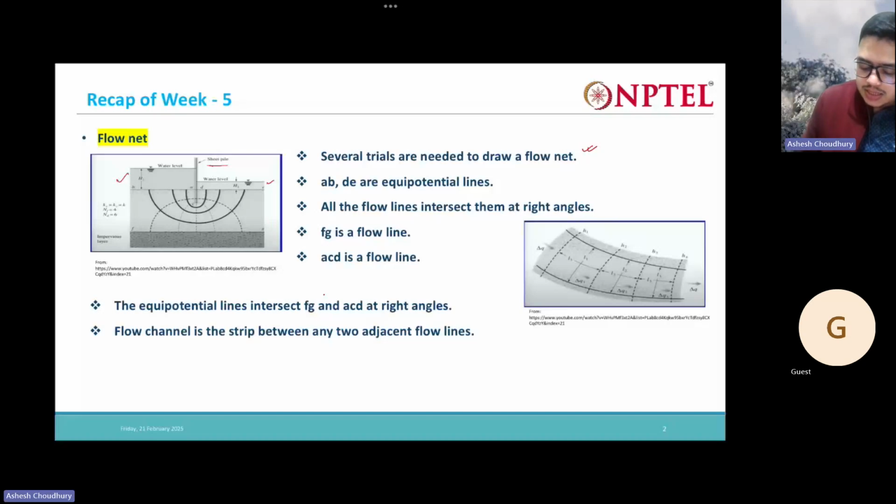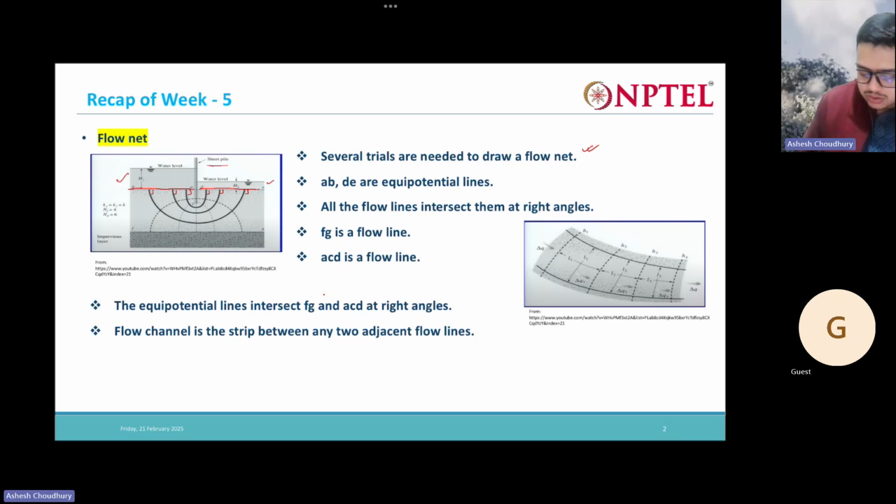You can see AB and DE are the equipotential lines. AB is this top line, and this line is DE. At all the points on the line AB, the head is constant, that is H1, so we call it an equipotential line. Similarly for the line DE, the head at all the points on the line is H2, so again that is an equipotential line. All the flow lines should intersect these at right angles.